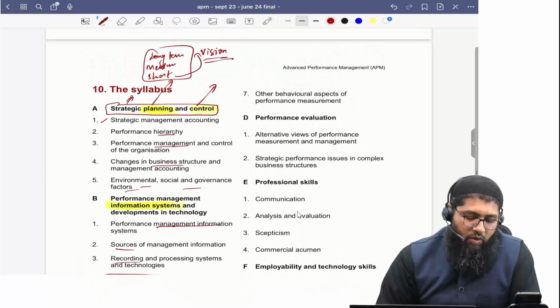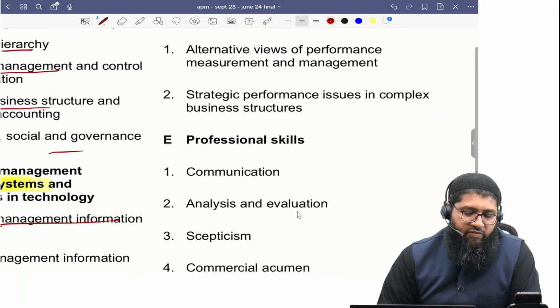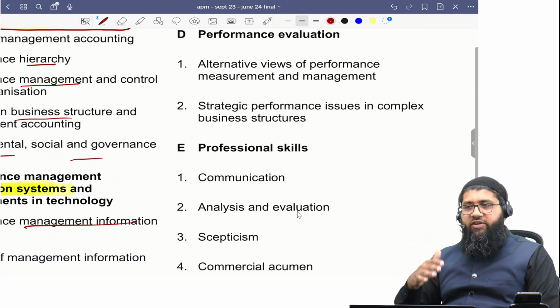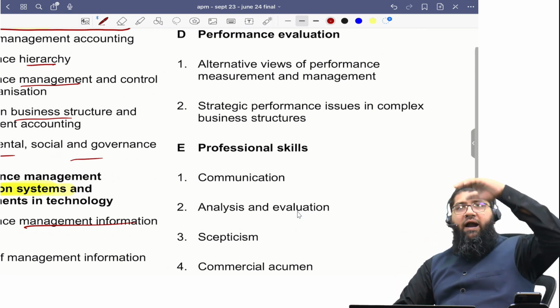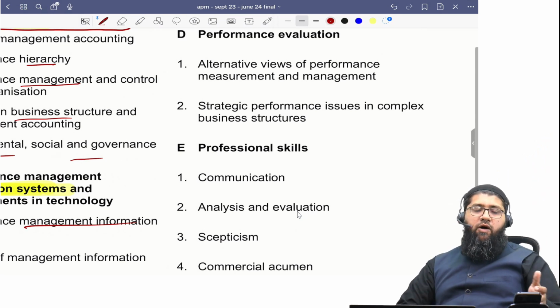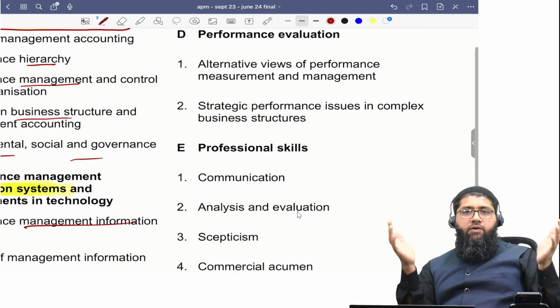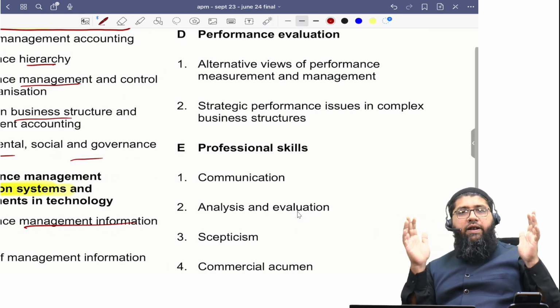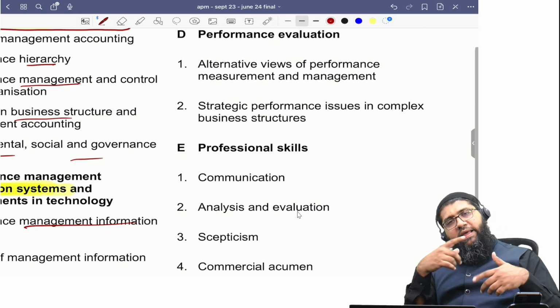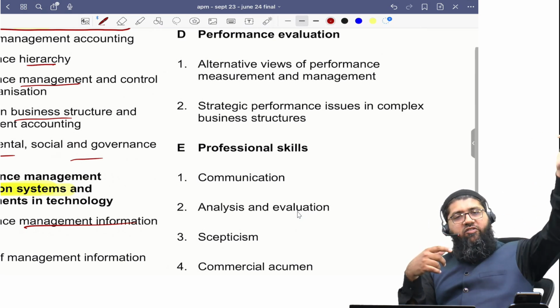And lastly, there is performance evaluation. You have planned for the performance, you have gathered the information, you have measured the performance. Now, how exactly would you evaluate this performance on a continuous basis, in different ways, just to make sure that you are ultimately able to achieve the goal of achieving the vision?